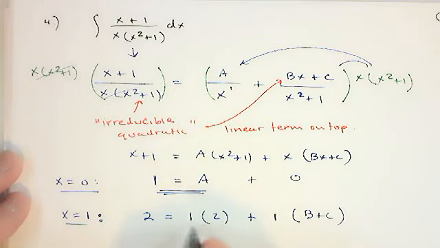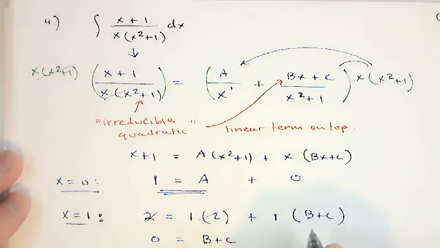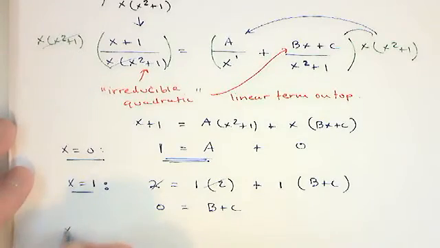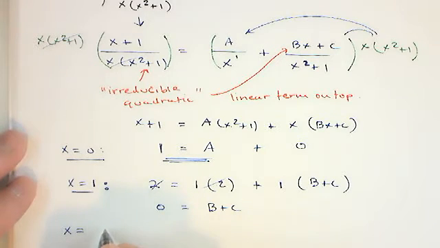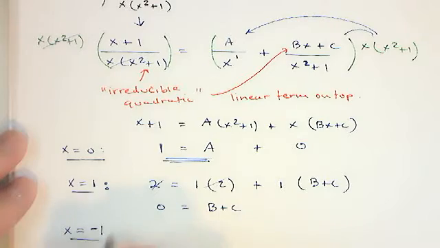And what does this actually tell me? If this would subtract over, and 1 times b plus c is just b plus c. So when x is 1, I get 0 equals b plus c. That has 2 unknowns. I'm not going to be able to solve that by itself. But what I could do is always just maybe pick another number. How about if I let x be -1?